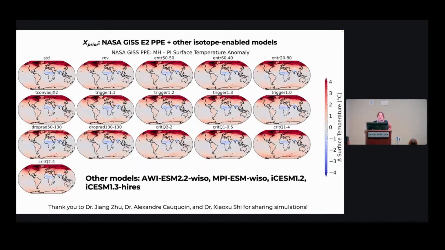Our prior is primarily composed of a perturbed-parameter ensemble using the NASA GISS ModelE 2.1-G model. You can see these maps here show the mid-Holocene to pre-industrial surface temperature anomalies for each parameter. The parameters in this instance aren't that important. They alter clouds and convection, but mainly what this is providing for us is a prior with a wide spread of equilibrium climate sensitivities, surface temperature states, and precipitation states. And to that, we also add other isotope-enabled models, including some from AWI, MPI, and 2 versions of iCESM. And thank you to everyone who gave me climate variables from their models.